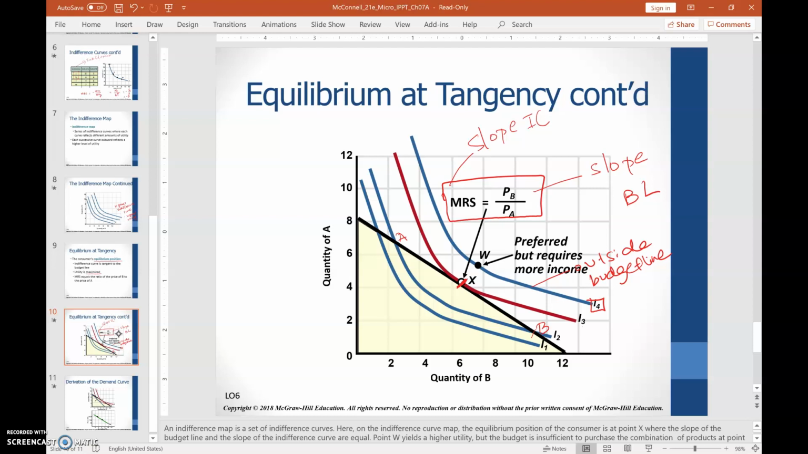The reason for this is point X is at a higher indifference curve than points A and B, but definitely the consumer can afford all these points A, B, and X because all these points are on the budget line. However, this is the one the consumer will go for because this is at a higher indifference curve. Okay.